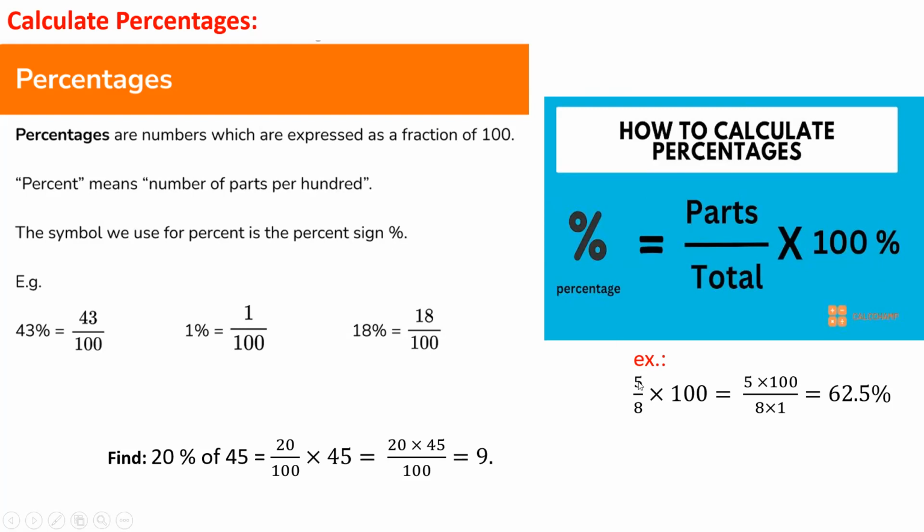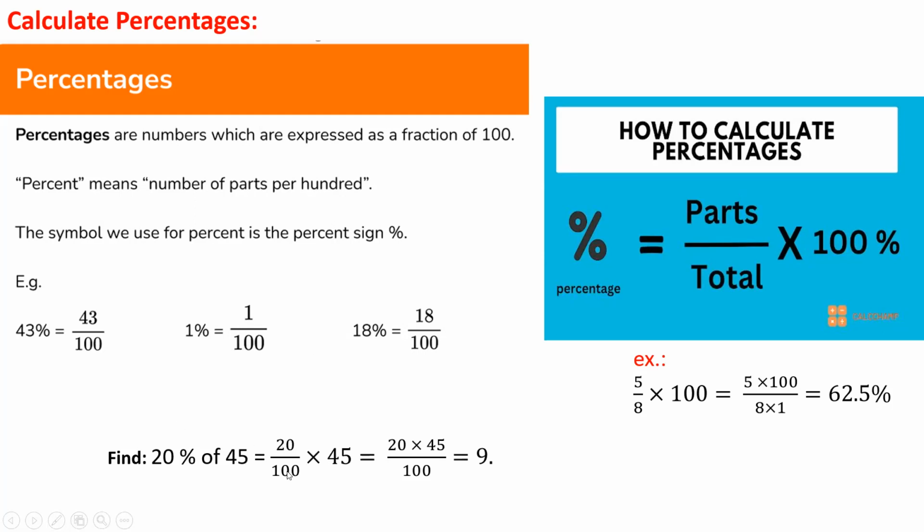For example, 5/8 is the fraction. If I multiply by 100, it becomes a percentage. Of course, this is a multiplication of two fractions. I write 100/1. So numerator times numerator, 5 times 100, over denominator times denominator, 8 times 1. So I reduce and I get 62.5%.